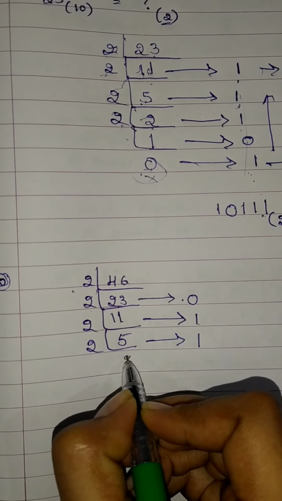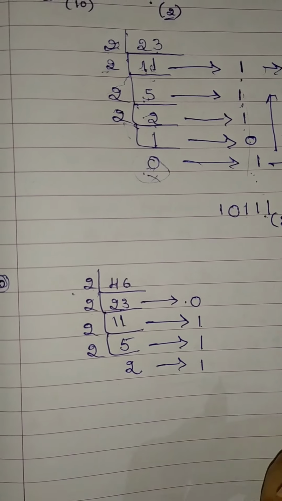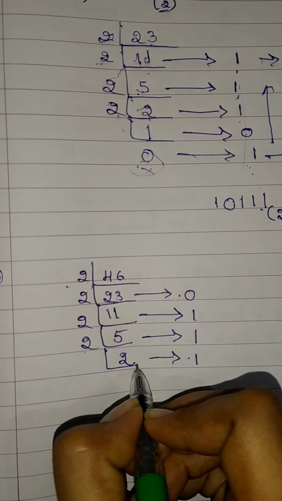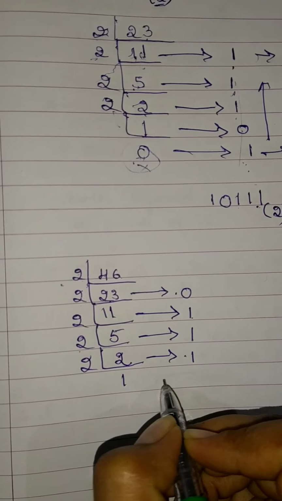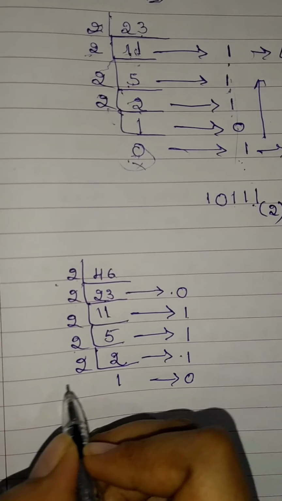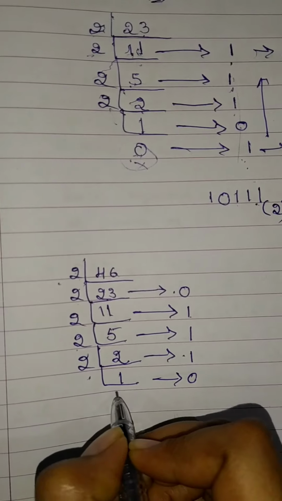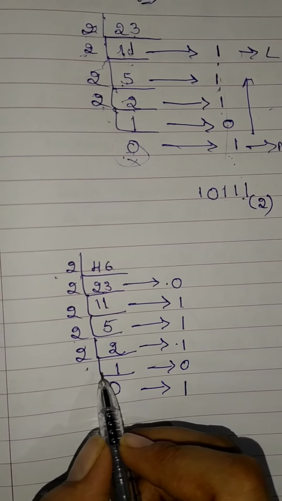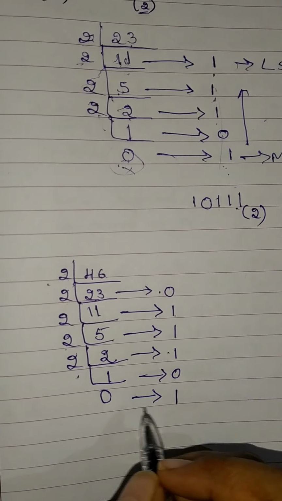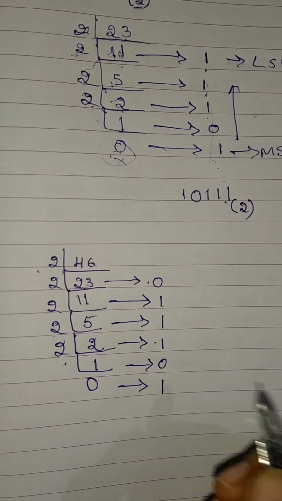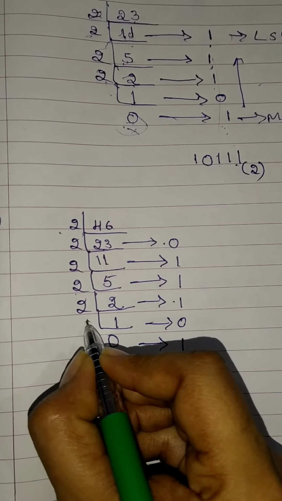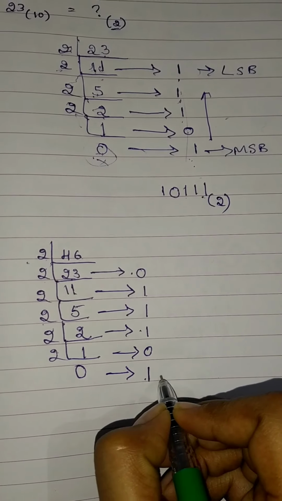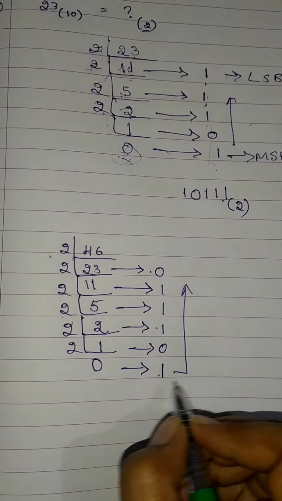Then 2 2s are 4. Remainder is 1. 5 minus 4 is 1. Then 2 1s are 2. Remainder is 0. Then this becomes 1. So once we get the 0, then we have to stop the steps. So 2 zeros are 0. Remainder is 1. We have to write the answer from bottom to top.